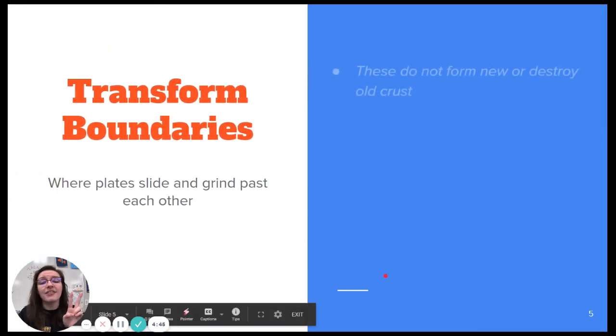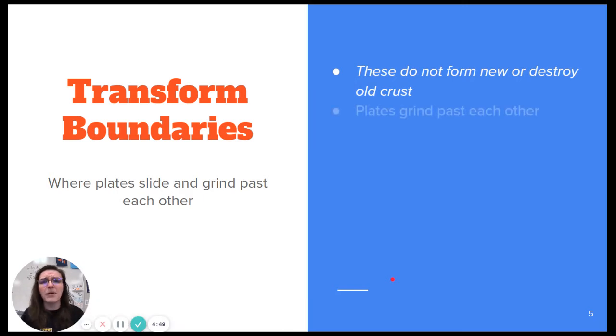The second kind of plate boundary is the transform boundary. This is the one that a lot of people have trouble remembering because it doesn't rhyme like the other two.